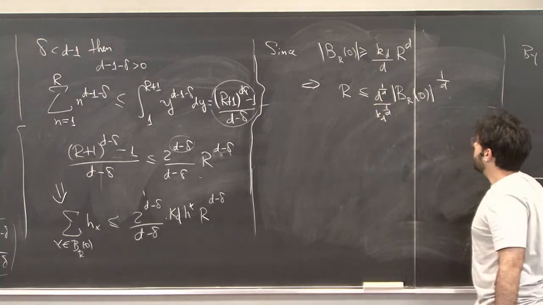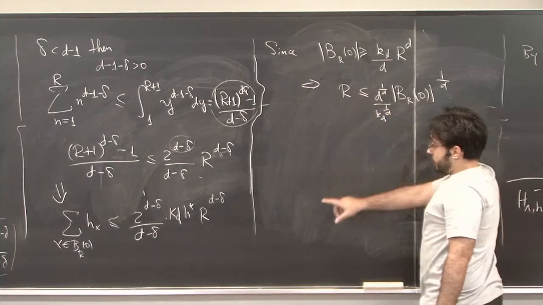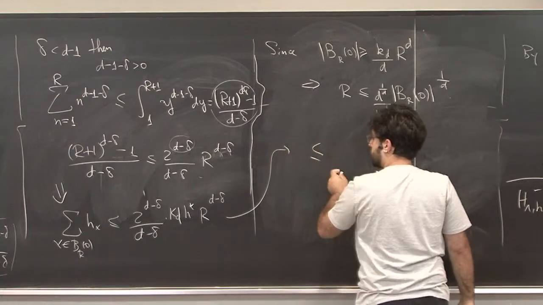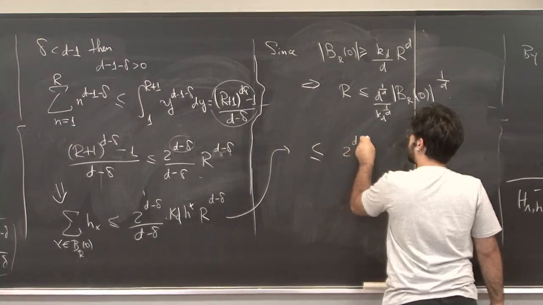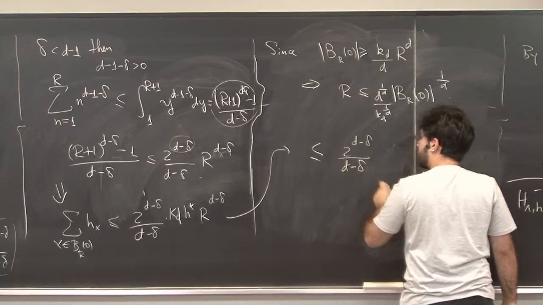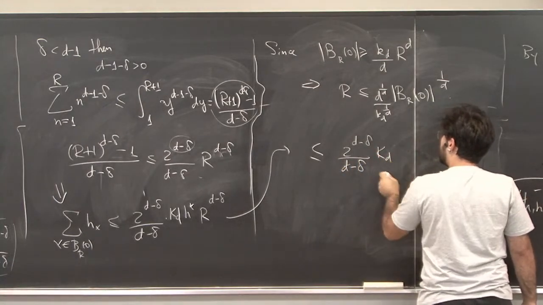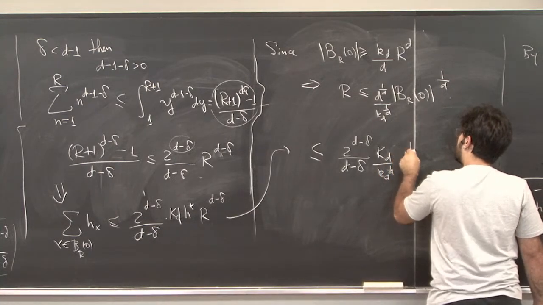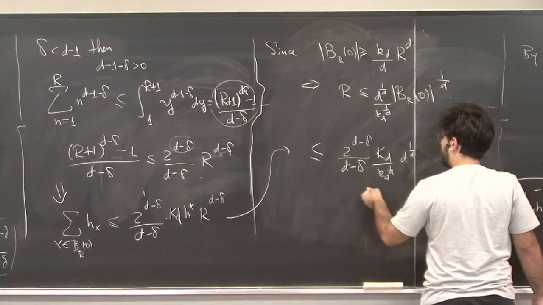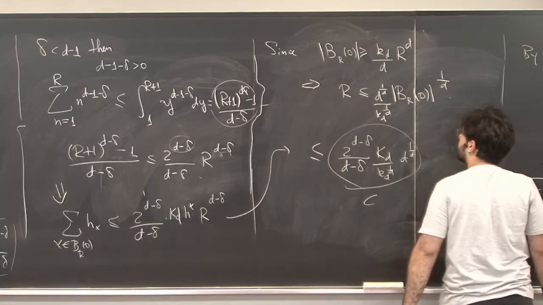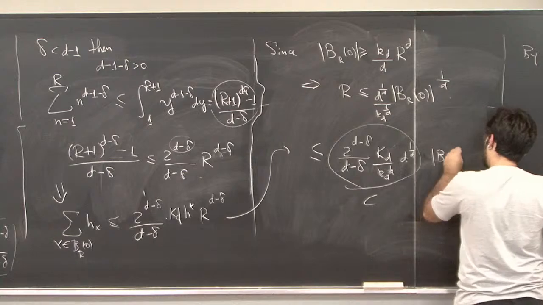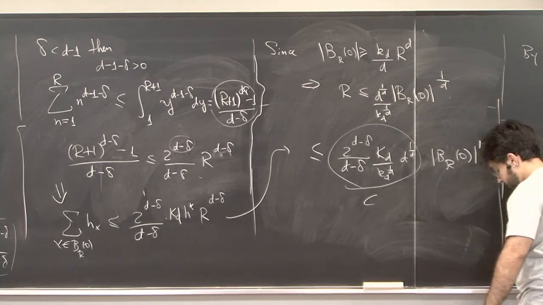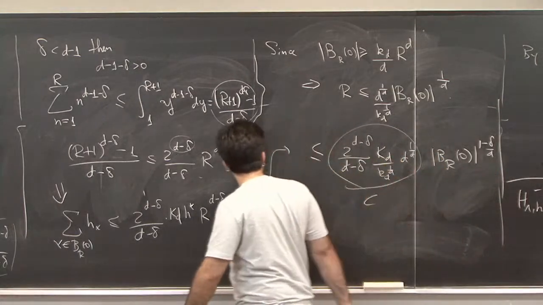And then you plug this over here since this is positive. So this gives me that this quantity is less than 2^(d minus delta) times big K_d to the 1 over d, so a very ugly constant, times the size of B_r(0) to the 1 minus delta over d. This is the thing that we get.